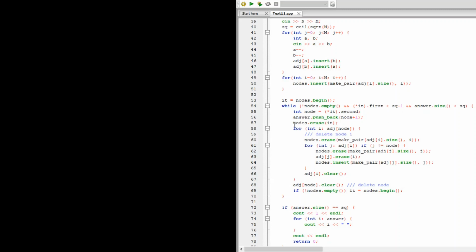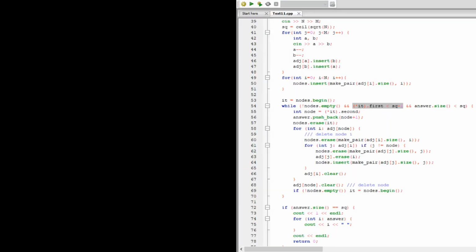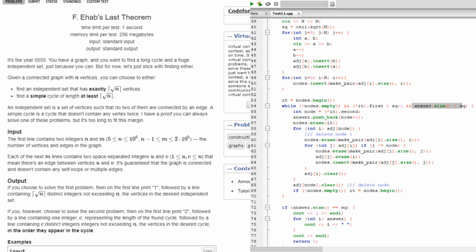Okay, we're going to take the first node, and we're going to keep repeating this while there are more nodes left, while the degree of the smallest node is less than square root minus 1, and note that this is equivalent to saying less than or equal to square root minus 2, and while the answer size is less than square root. Because if you recall, they say that we need to output exactly square root of n vertices, not more.